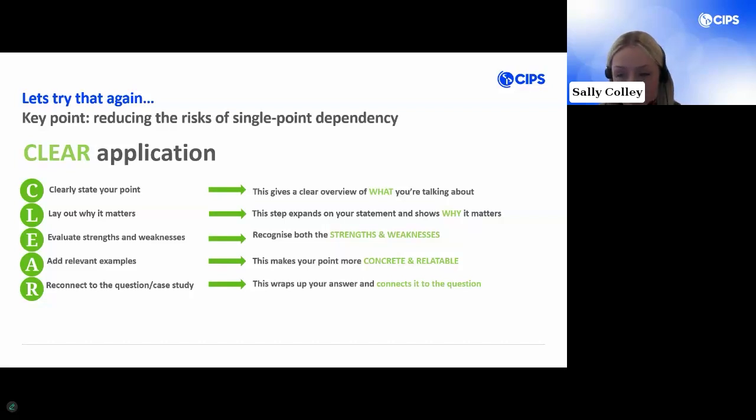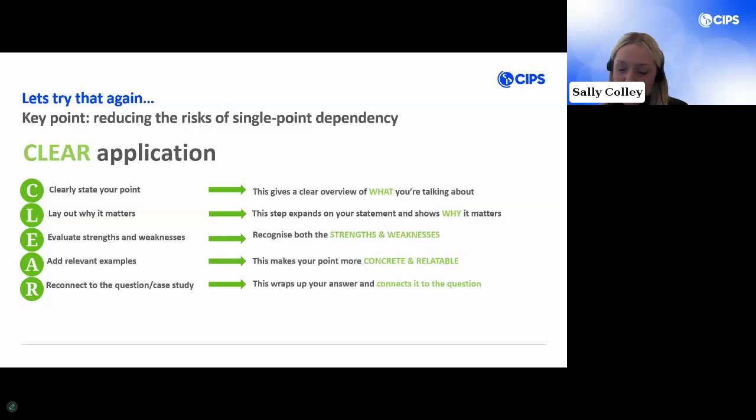And L, laying out why it matters. So, by spreading leadership roles across the team, critical tasks such as supplier negotiations, again relating it back to procurement, contract management, and risk assessments, are not reliant on one individual. This reduces the chance of disruption and makes teams more agile while handling challenges. So it's this step that expands on your statement and shows why it's important.